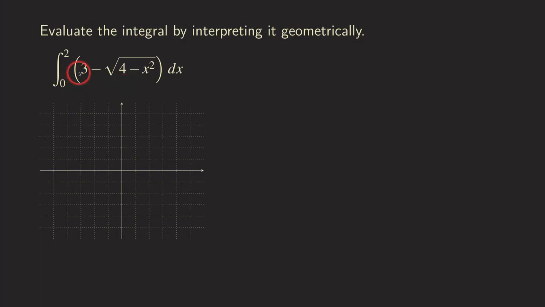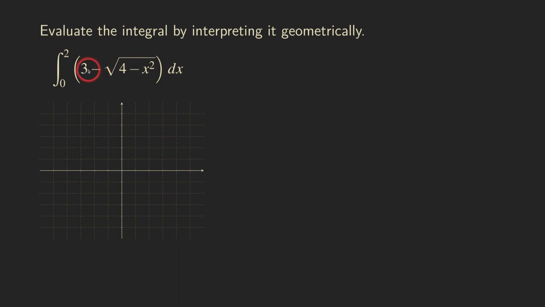So first, regarding graphing this function, there are different ways to do it. One way is to just focus on graphing this one. As you can see, that's the square root of 4 minus x squared. And what is that? That's actually a semicircle. Okay, that's a semicircle here. Or you can simply just graph the whole thing, which is what I'm going to do here.